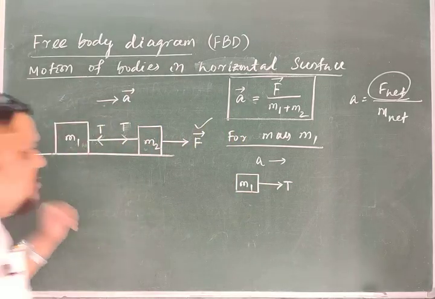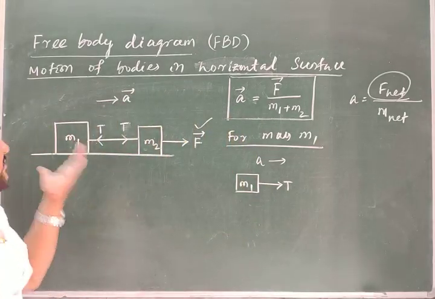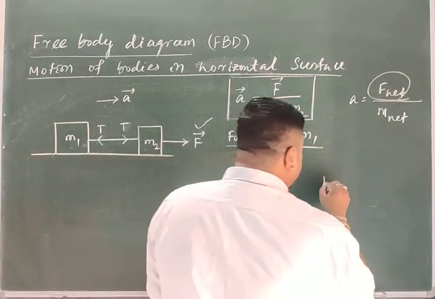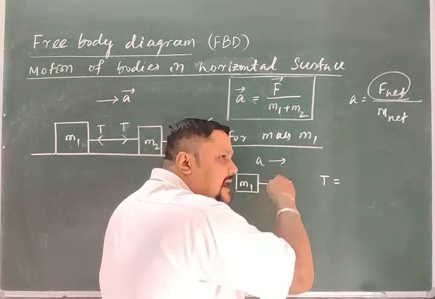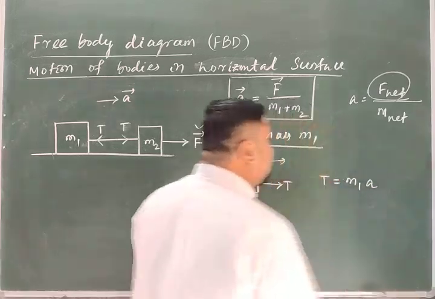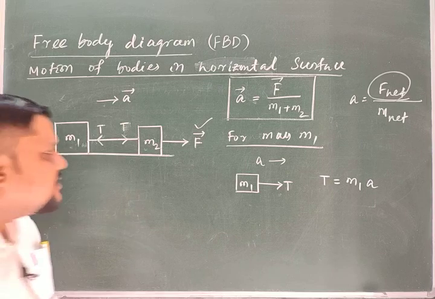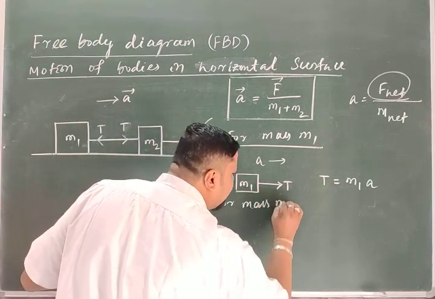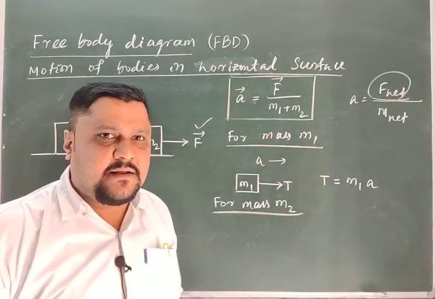So for mass m1, if I use the free body diagram, is any other force acting on mass m1? There is no other force, only the tension. So here we will say that T is equal to, that gives an acceleration. So that equivalent force is m1a. That is from the free body diagram. Another expression for tension: for mass m2, if I go for the free body diagram for mass m2, already you got the expression for acceleration and tension.